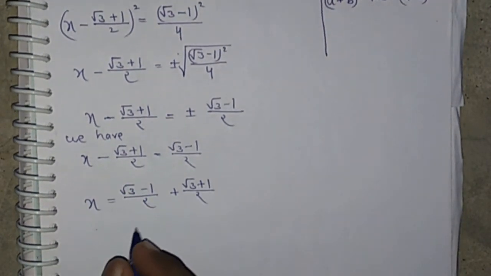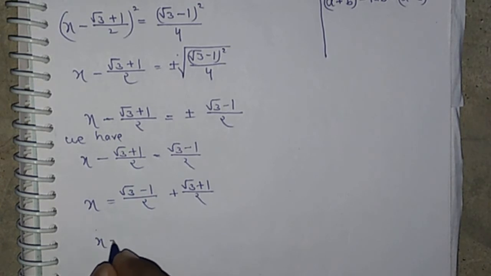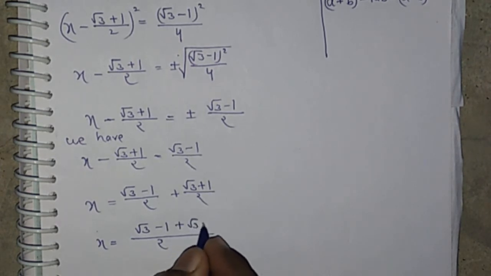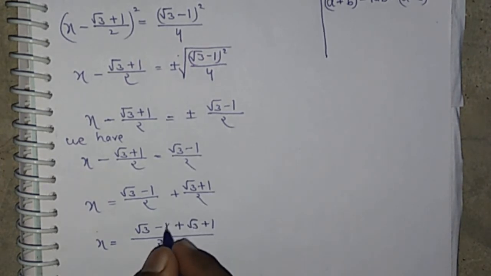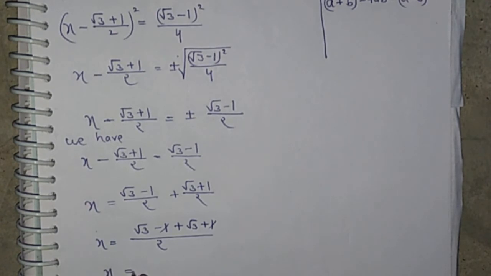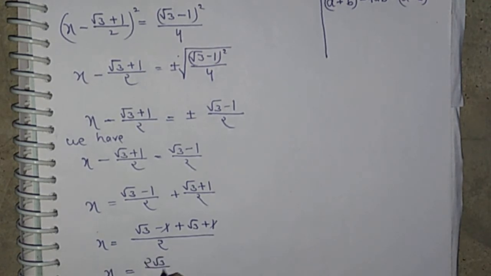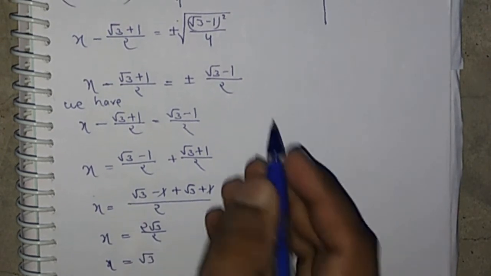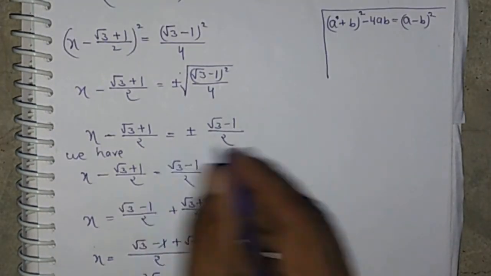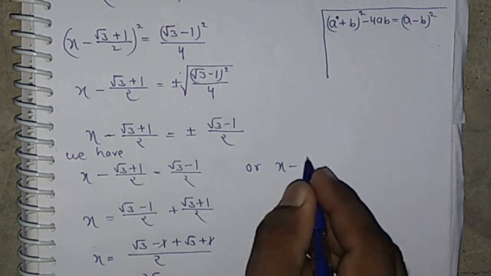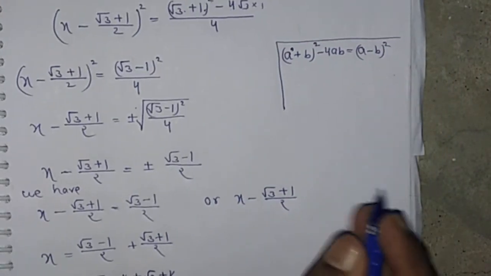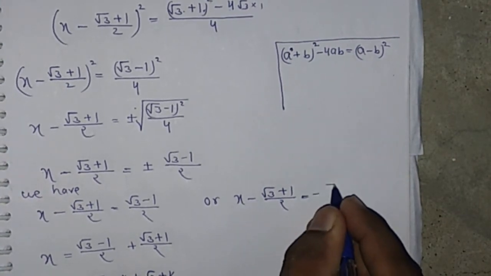Now take the LCM. One cancels out. We have 2 root 3 by 2, then the value of x is root 3. Or if we take the negative sign, we have x minus root 3 plus 1 by 2 equal to minus root 3 by 2.